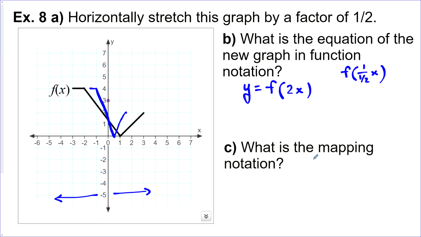Now, what's our mapping notation? X and y gets mapped onto. Now, mapping notation matches our verbal description. So we just want 1/2 x, and nothing is happening to the y's.